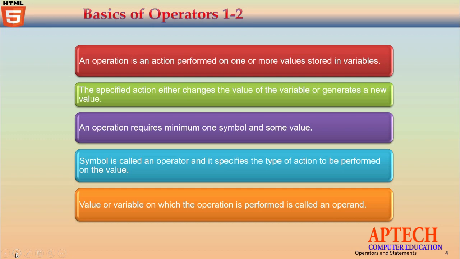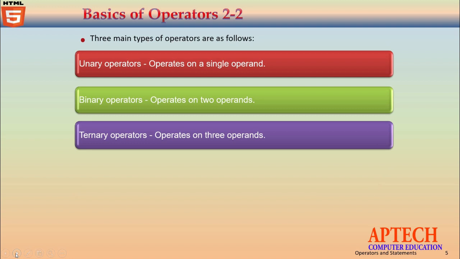Another example, let's say x plus plus. Here x is the operand and plus plus is the operator. Based on this, operators can be categorized into three main types. The unary operator contains a single operand, for example x plus plus, where there is just a single operand, x. The binary operator requires two operands for performing any operation, like x plus y, x minus y, so it contains two operands, x and y. Ternary operators require three operands.